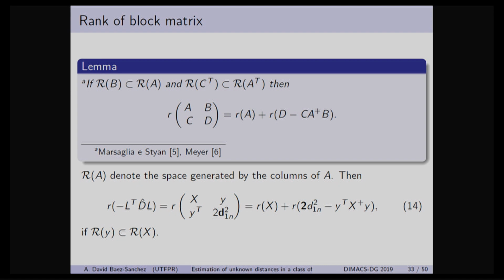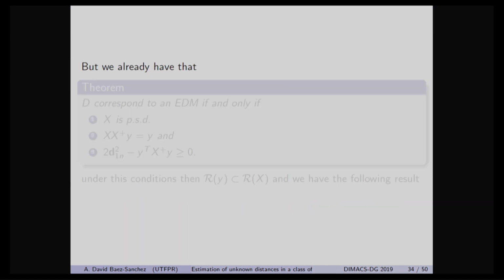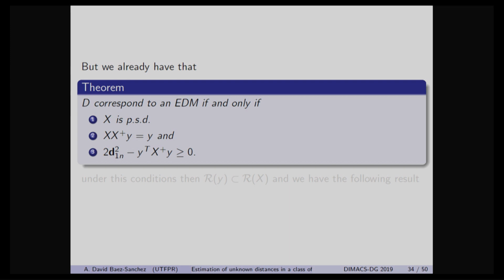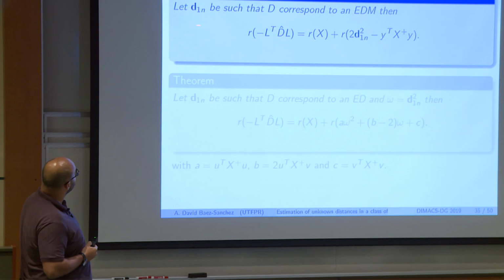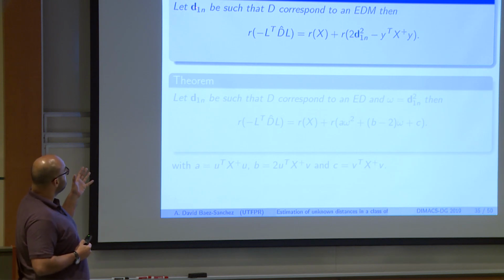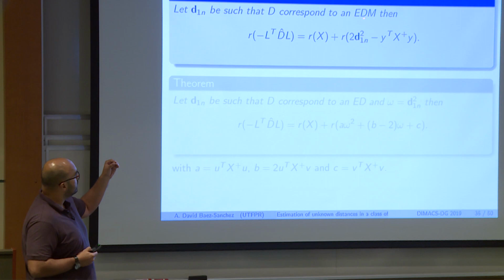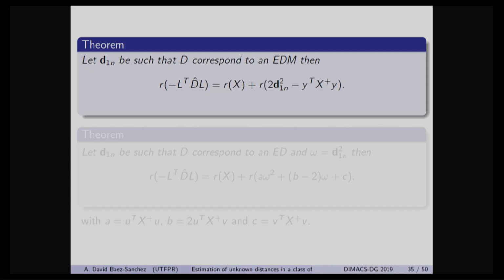But this is satisfied in our context, because remember the first theorem that we were using. Note that if we obtain a value corresponding to a Euclidean distance matrix, this condition is satisfied, so in fact the space generated by Y is contained in the space generated by X. So we have these conditions, and we obtain this result. If this is a value that completes the matrix in order to become an EDM, then the rank of this matrix must be equal to this.